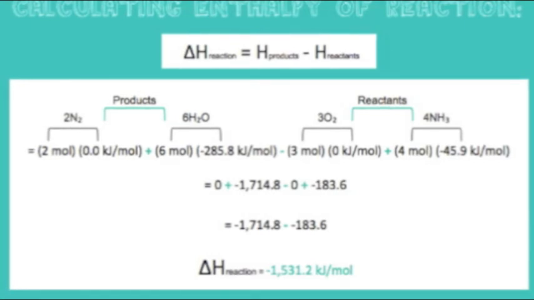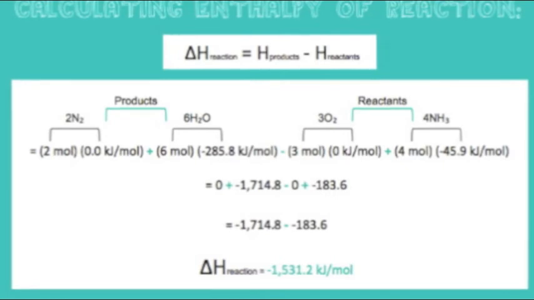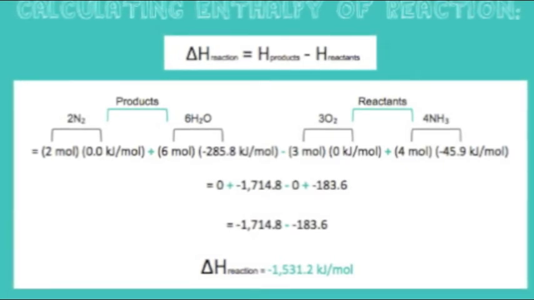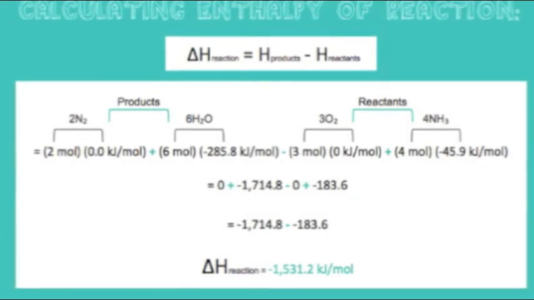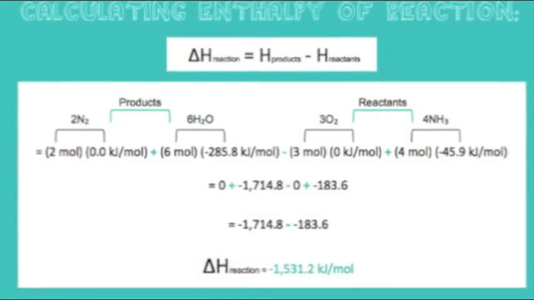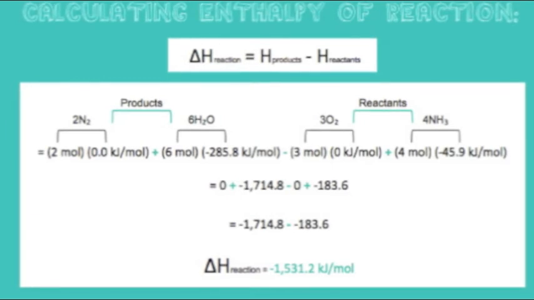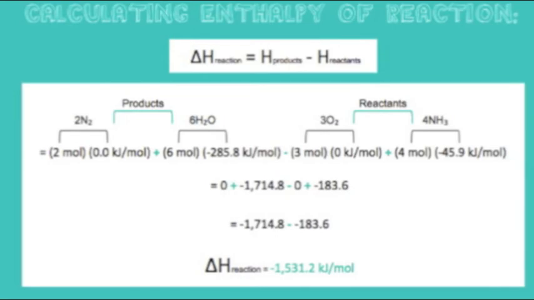The equation is located at the top of the slide, in which we must subtract the enthalpy of reactants from the enthalpy of the products to give us the enthalpy of our final reaction. So we set it up as negative 1,714.8 kilojoules per mole subtracted by negative 183.6 kilojoules per mole, which will end up giving us negative 1,531.2 kilojoules per mole.